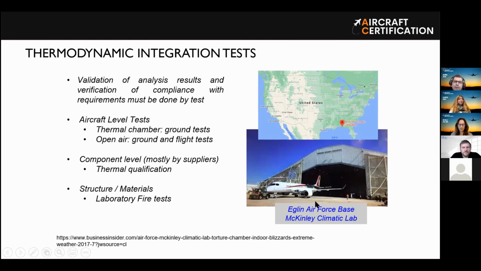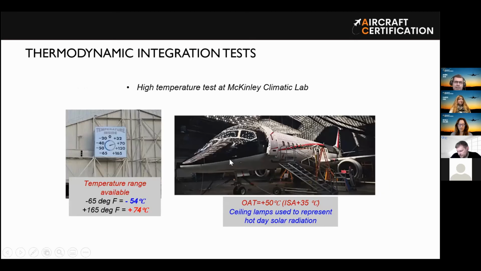And in this laboratory, it's a huge laboratory, you can put the whole aircraft inside it. And then in the laboratory, you can control all the thermal characteristics. So, for example, in this case, we are showing a very hot test. In this case, it was a 50 degrees Celsius test.